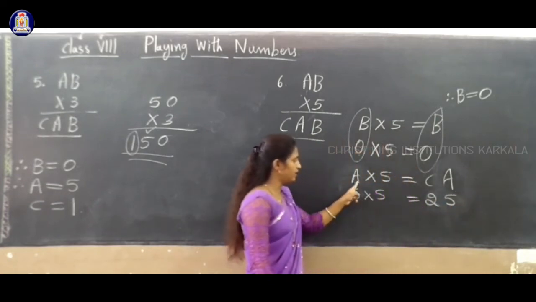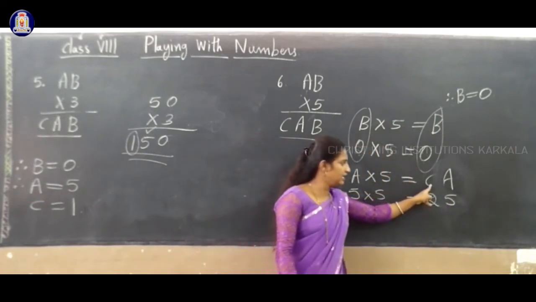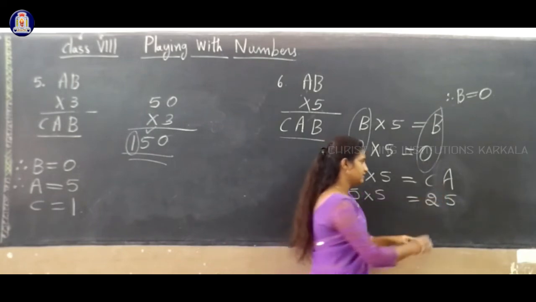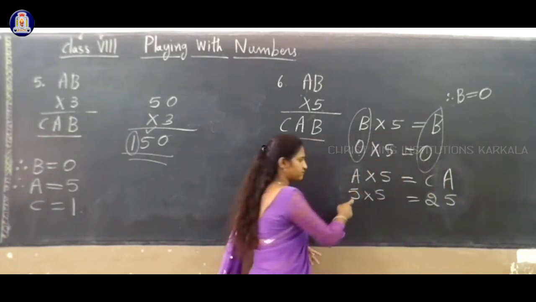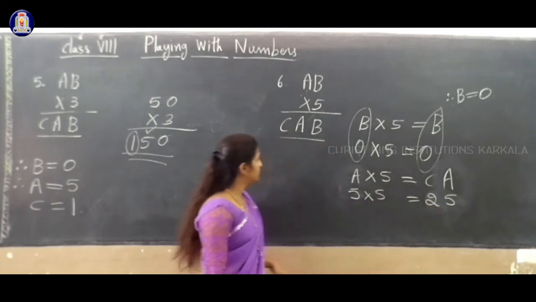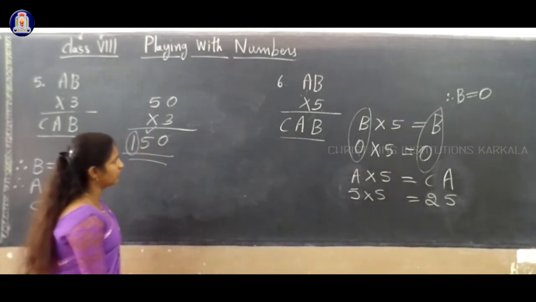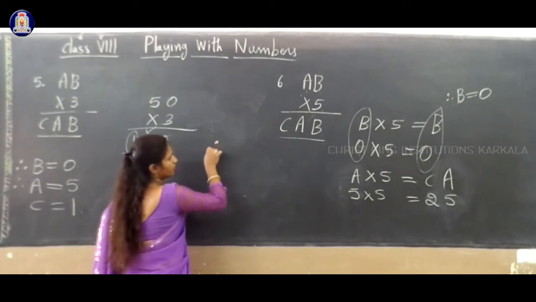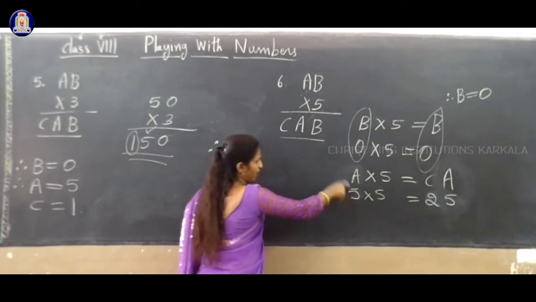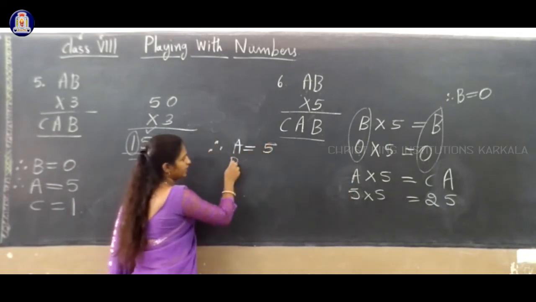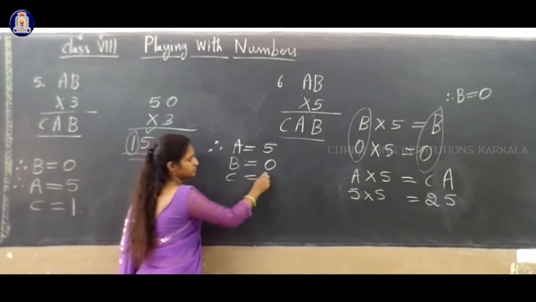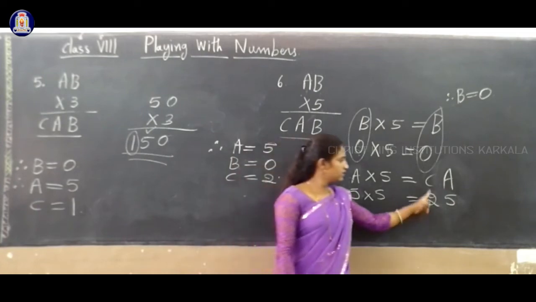So what is the value of A? A we consider 5. Then what is C? C is 2. Then the A value we got here is 5. Correct? So A is 5. Here A is 5. Then the value of the letter C is 2. So we got the answer 25. Correct? So therefore A value is 5. What is the value of B? B is 0. So C value is 2.